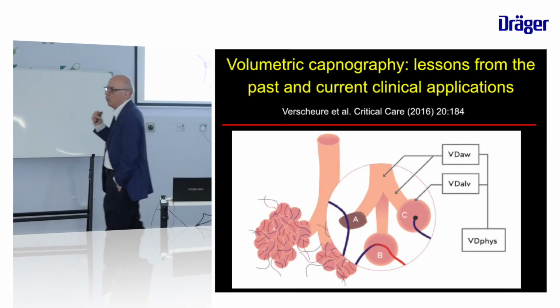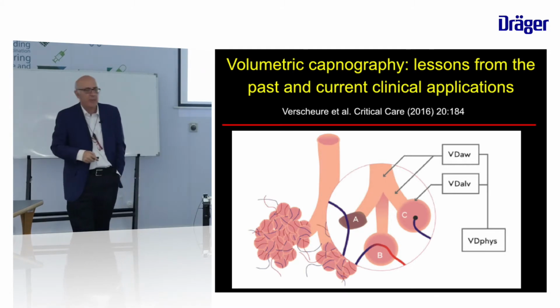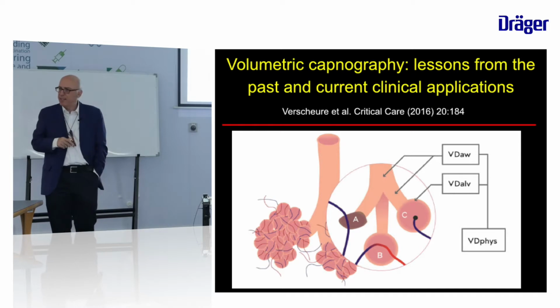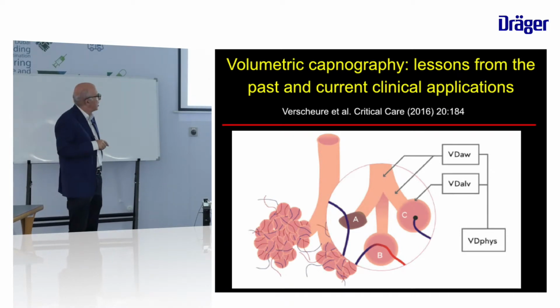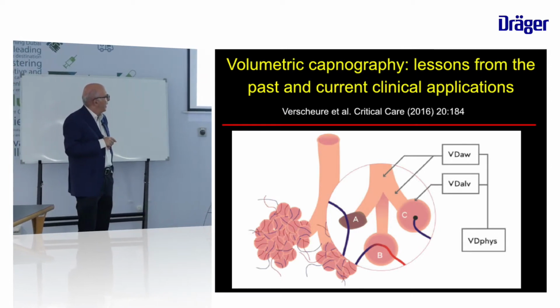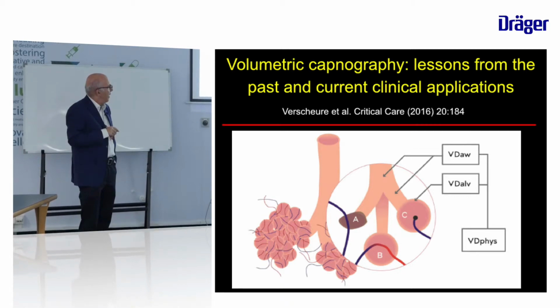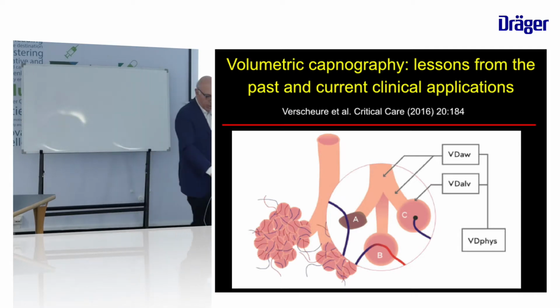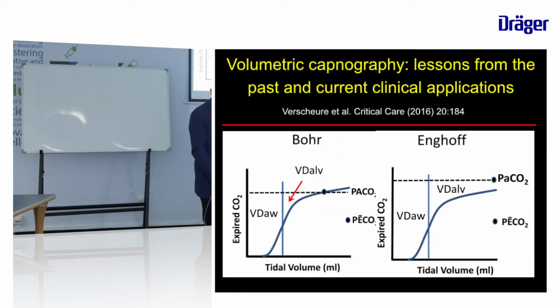But what we don't use very often in the operating room is volumetric capnography. And I suggest you read this very recent review, because it's very important to know more and more about the anatomical dead space and the alveolar dead space, the sum of which represents the physiological dead space, and so measure the effective ventilation.